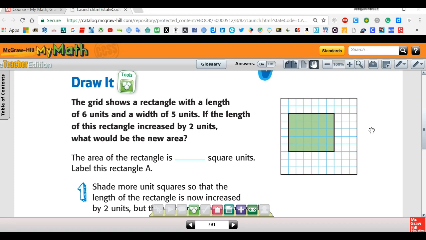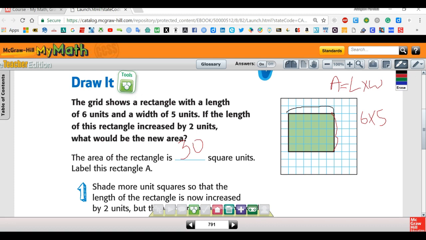It says the grid shows a rectangle with a length of 6 units. So from here to here is 6 units. And the width is 5 units. Okay, so again, the area is going to be length times width, which is 6 times 5. So as of right now, the area of the rectangle is how much? 30 units, right? 30 units. Okay. Now it says if the length of the rectangle is increased by 2.